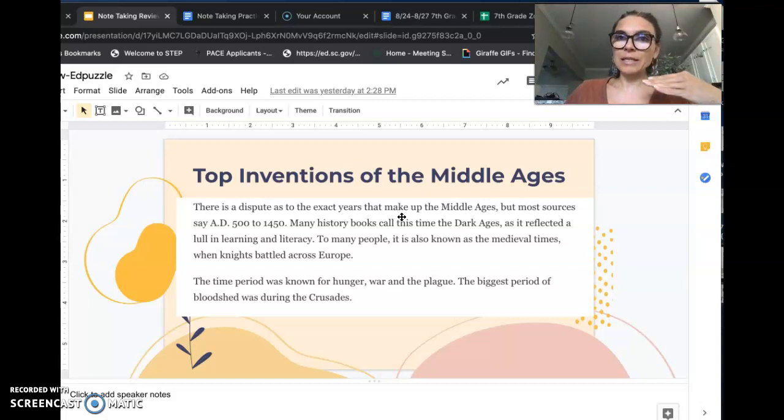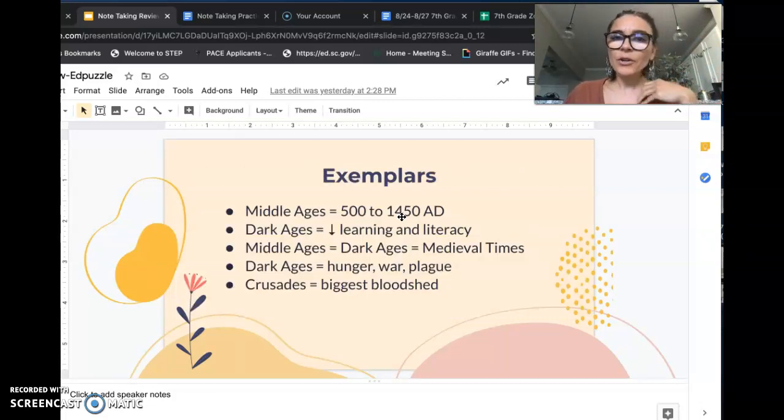So I'm going to think to myself, I'm going to think about what are the most important things that I want to remember from this passage. So here are a couple of notes that I took, and I'm going to walk them through with you guys. So I put Middle Ages equals 500 to 1450 AD.